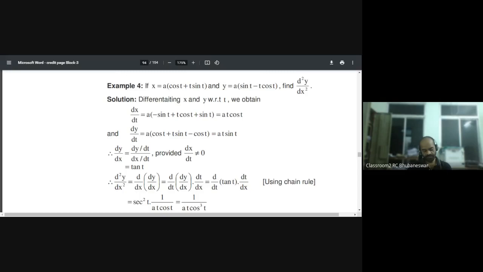That means the first order derivative of y with respect to x is represented by dy by dt divided by dx by dt. So here the result will be tan t. In the same way, when we calculate the higher order derivative beyond the first order, we have to use the chain rule. So look at the chain rule. You may zoom in on the rule that was written here.